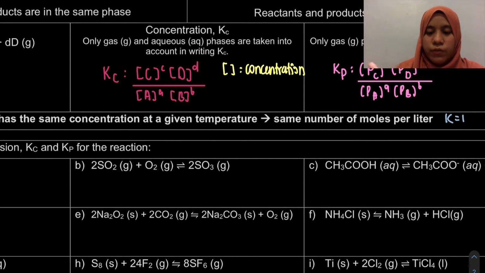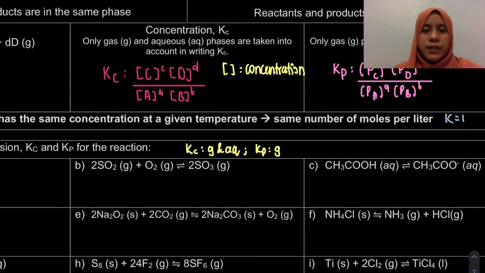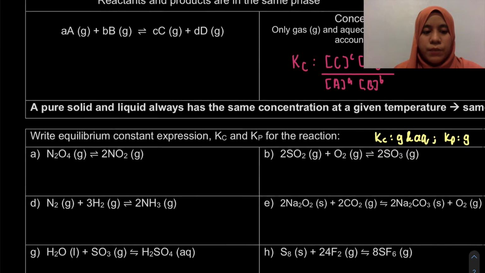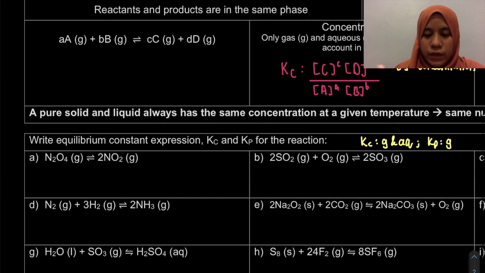Remember that Kc is only for gas and aqueous. But Kp is only applicable for gas. So let's look at example A. It's only gas with gas, so it is applicable. For Kc we include everything, and for Kp we also include everything.